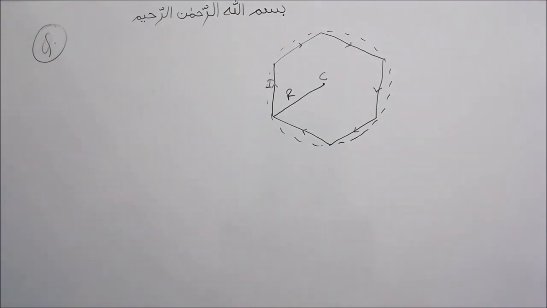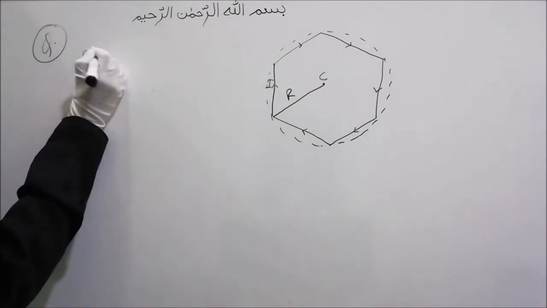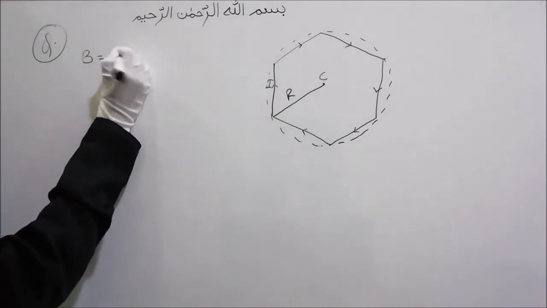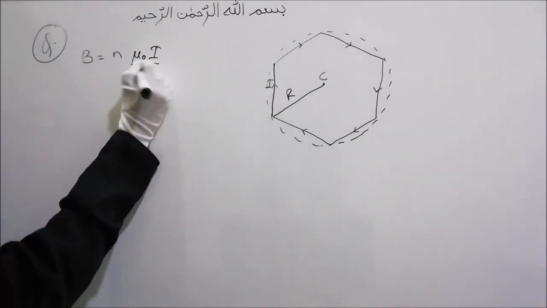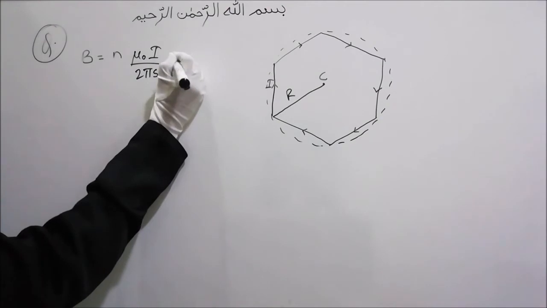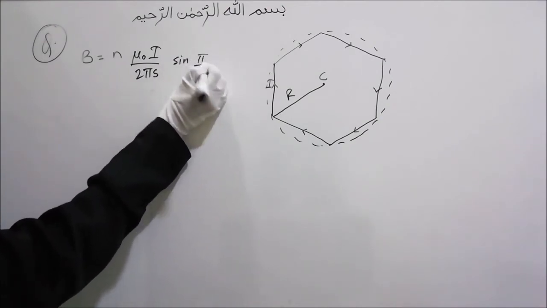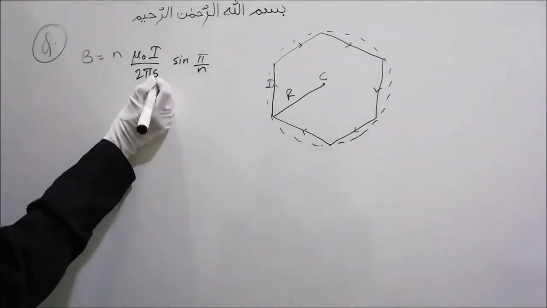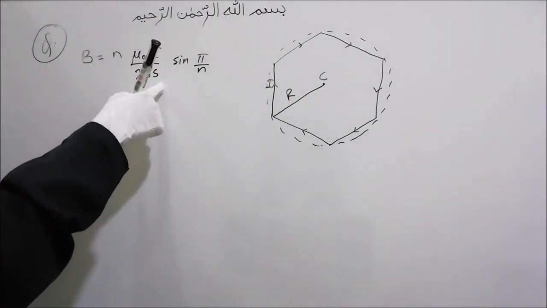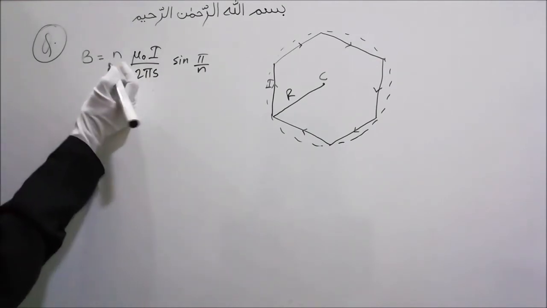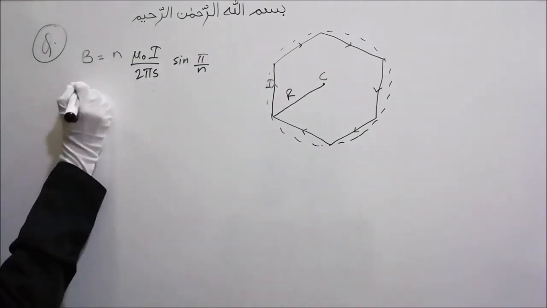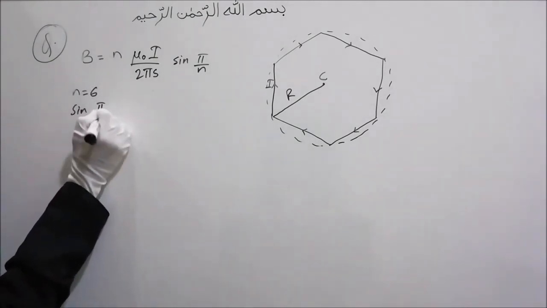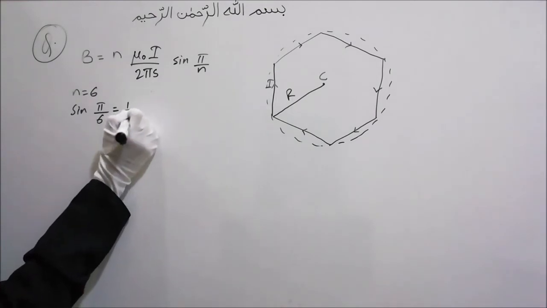So we just saw the formula that the magnetic field at the center of a regular n-sided polygon is given as n into mu naught I by 2 pi S sine pi by n, where this S is the perpendicular distance between the side and the center. N is the number of sides. Here we are having sides are 6. So the value of N will be 6. So we'll have here sine pi by 6 is equal to 1 by 2.